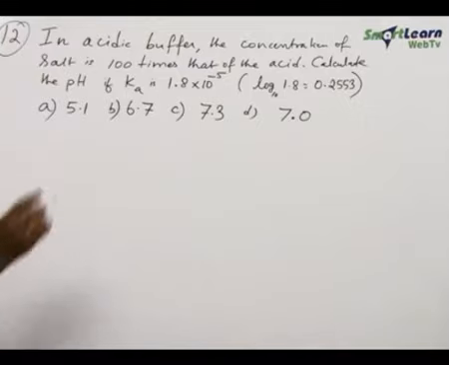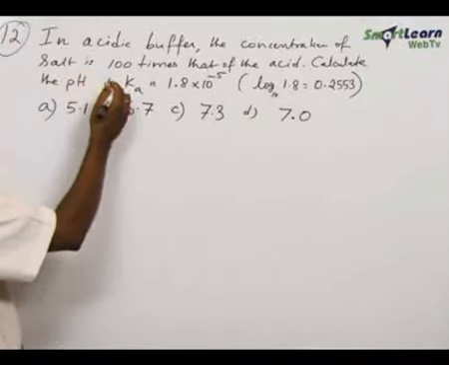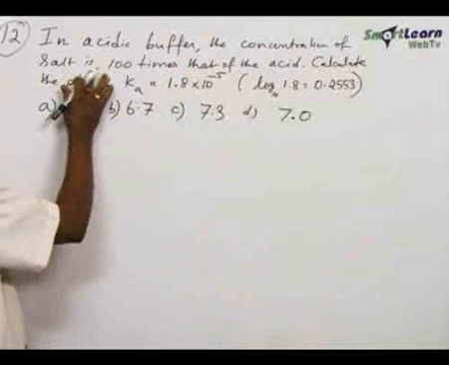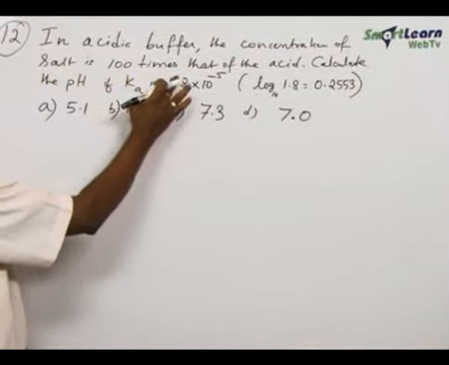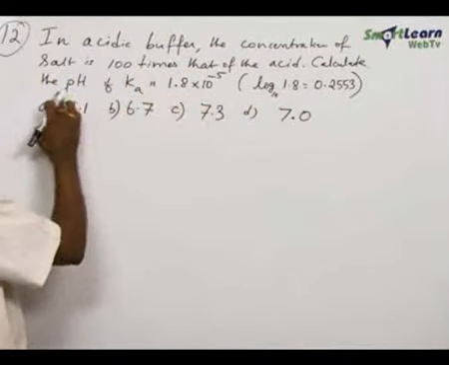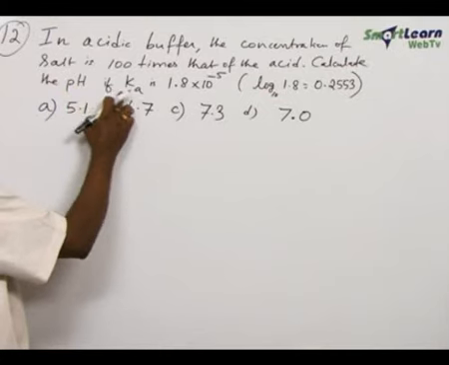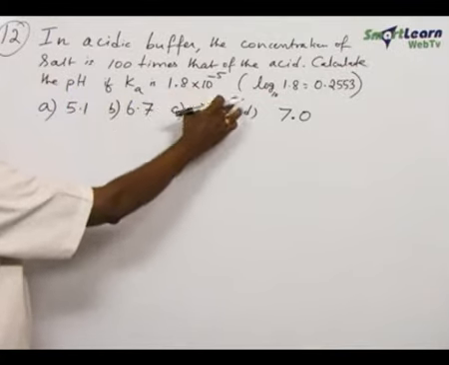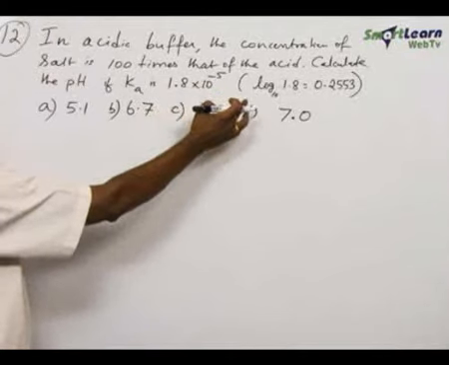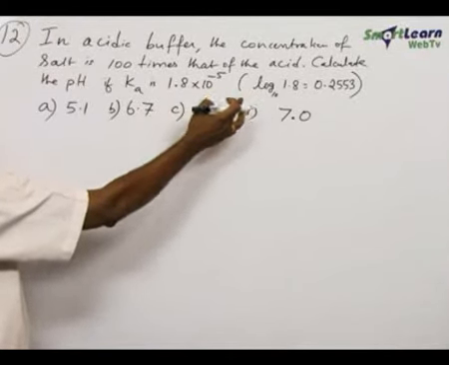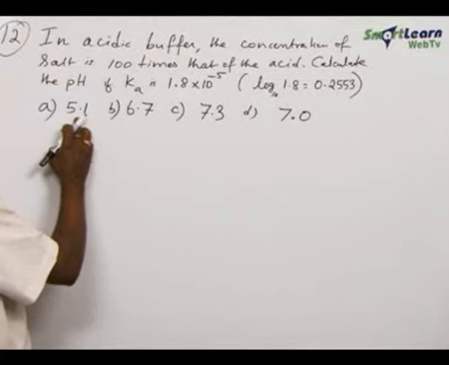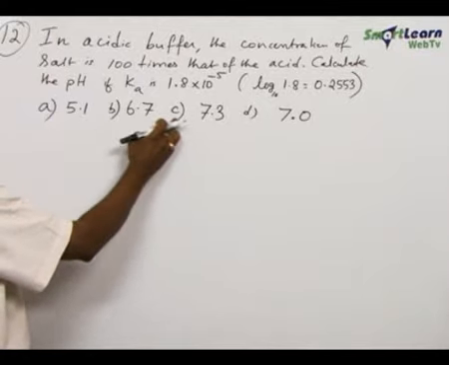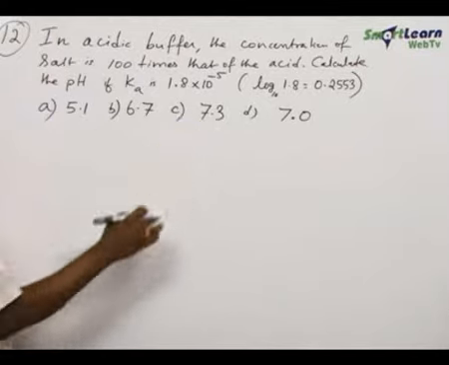Problem number 12. In an acidic buffer, the concentration of salt is 100 times that of the acid. Calculate the pH if Ka is 1.8 × 10^-5. Here the log value of 1.8 is given, that is 0.2553. Options are 5.1, 6.7, 7.3 and 7.